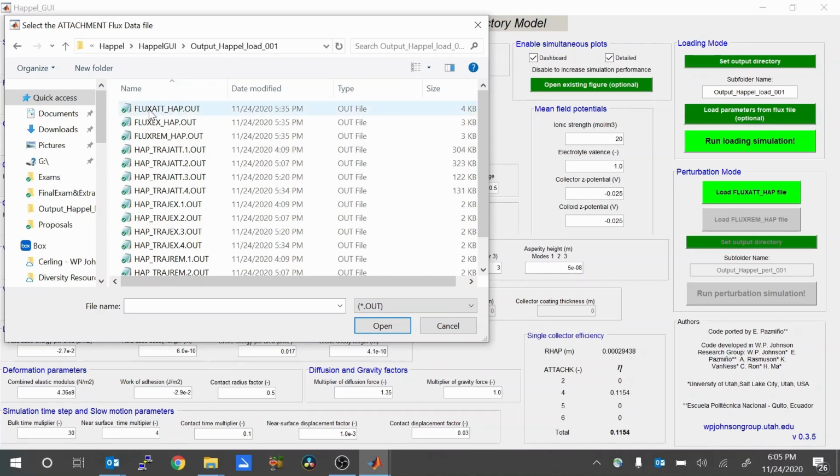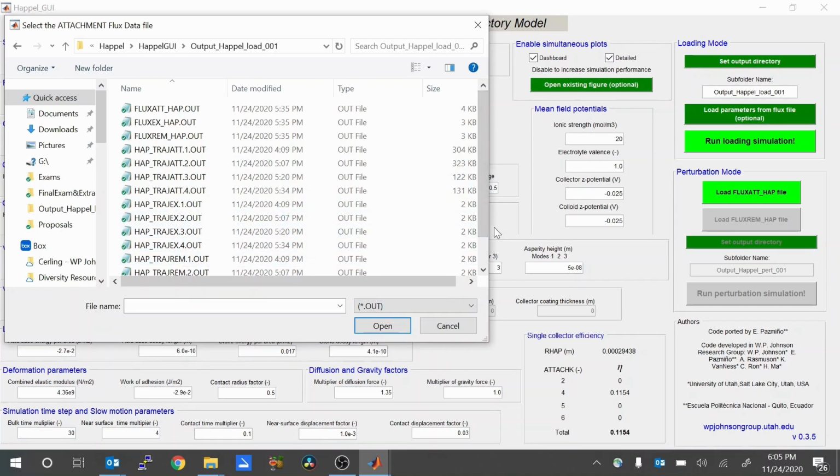So there's a flux.at file, a flux.x file, and a flux.rem file. And those are files that contain the population of particles that either attached, exited, or remained without attachment, or were provisionally attached in the remaining file. And so we're going to load both the attached and the remaining. Also, if you want to look at trajectories, all the attached trajectories, exits, and remaining trajectories are there.